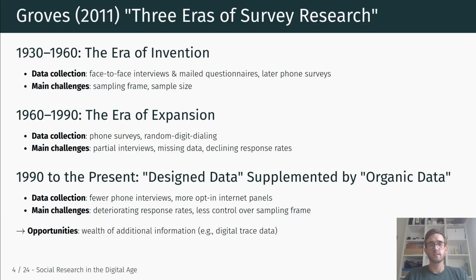But the key point is that this era is not only facing new challenges. There's more and more talk about surveys being more and more flawed because of declining response rates and all of these things. And of course, these problems do exist. But the key is that there's also a lot of opportunities. And the opportunities in particular is that we have a wealth of additional meta information that is potentially available and that can be used in conjunction with survey data. And this is the key element of this combination of design data supplemented by organic data.